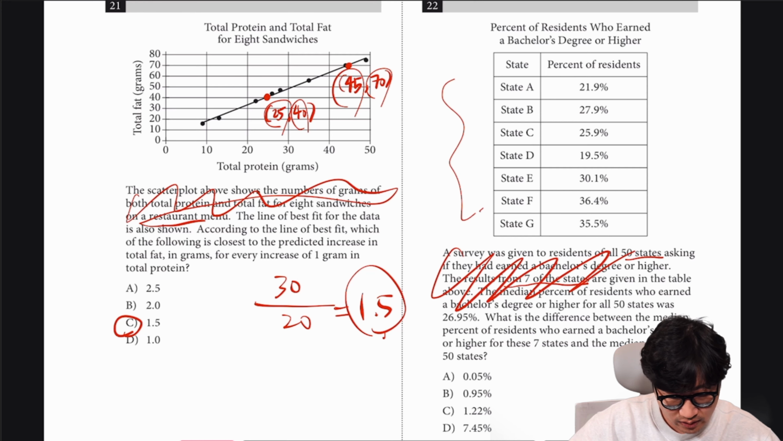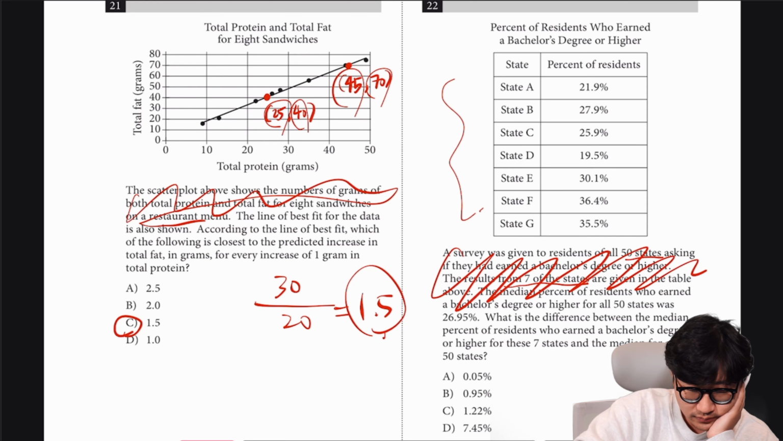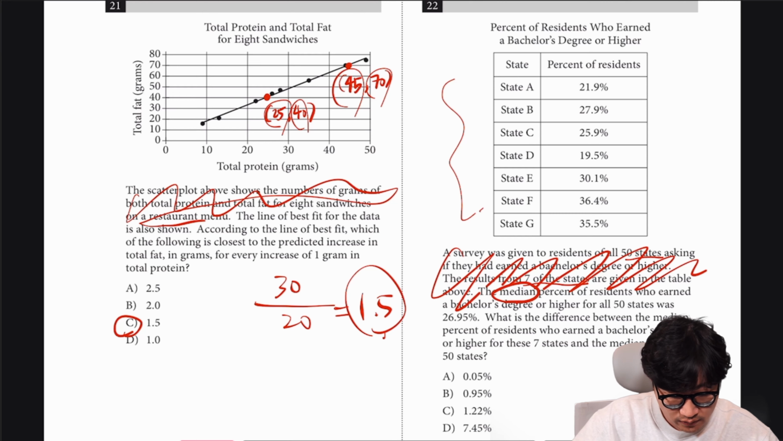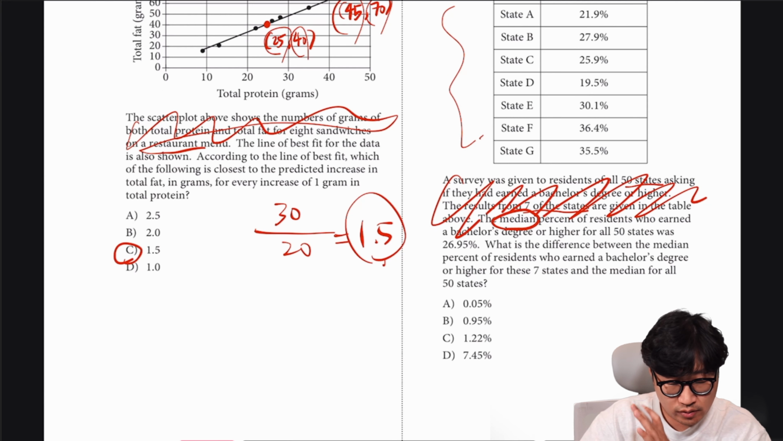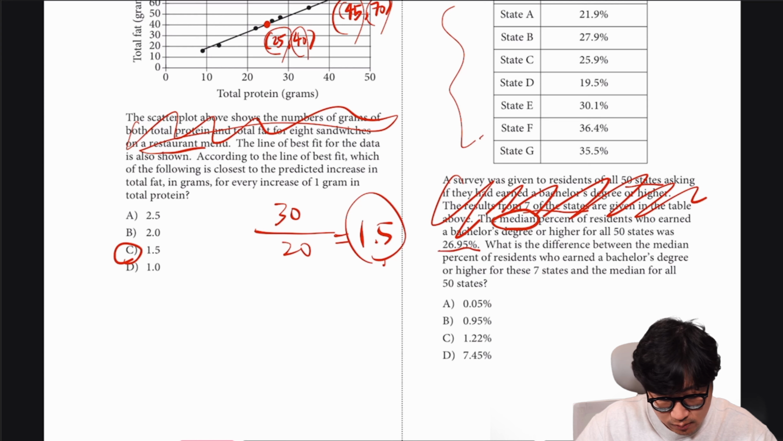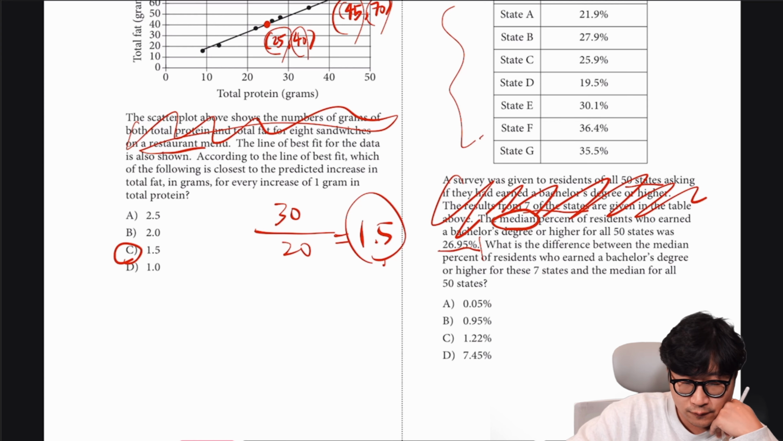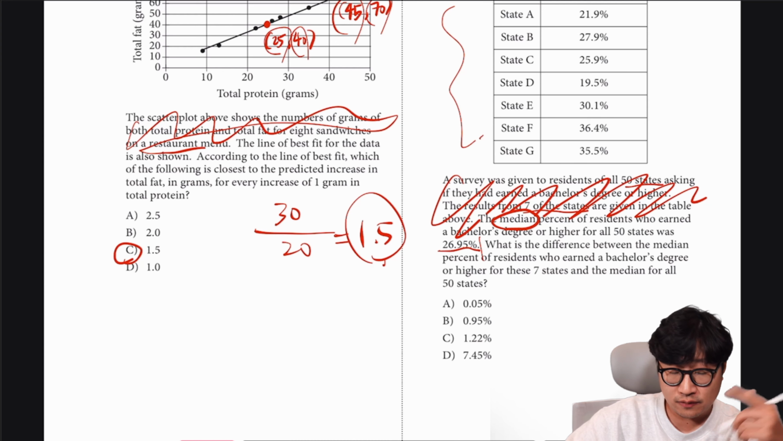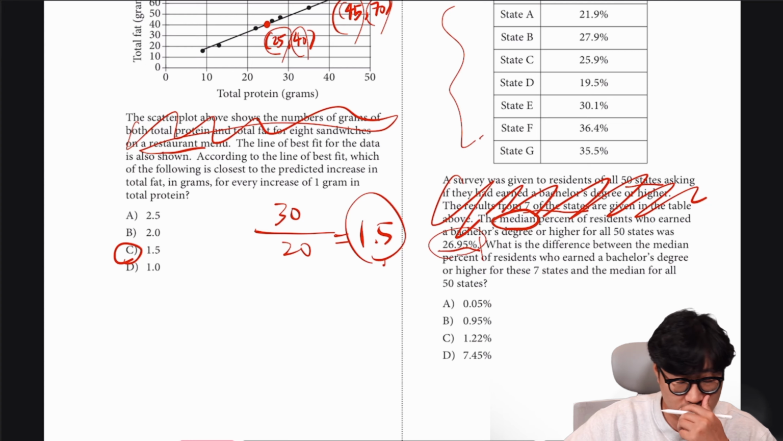So yeah, just don't read any of that. And then it says the median. Yeah, I should probably keep that one. The median of the percent of the residents who earned a bachelor's degree was 26.95%. What is the difference between the median of the residents who earn bachelor's degrees or higher for these 7 states as compared to the 50 states, aka the 26.95 they gave me?